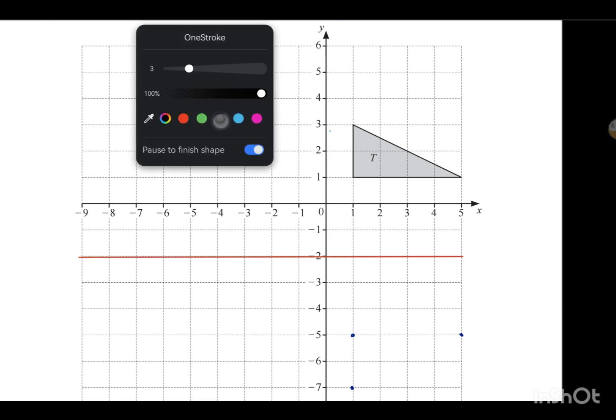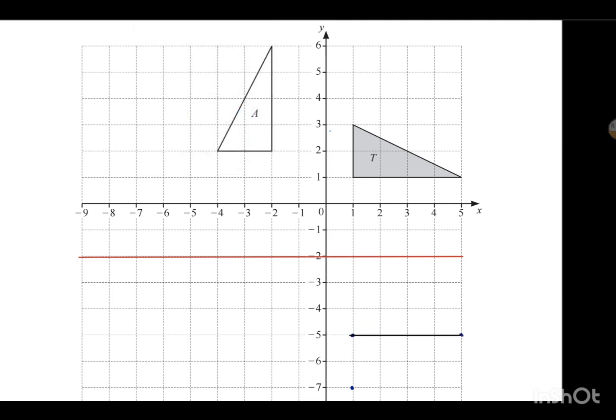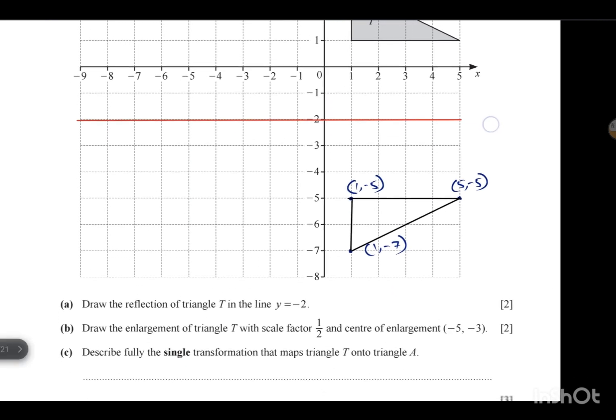Now use your rulers to join these vertices. Then you will get the triangle here. As soon as you get your complete shape, you write down their x and y coordinates. So it is (1, -5), this is (1, -5), this one is (5, -5), and this last one is (1, -7). Question A is done. Question B now.